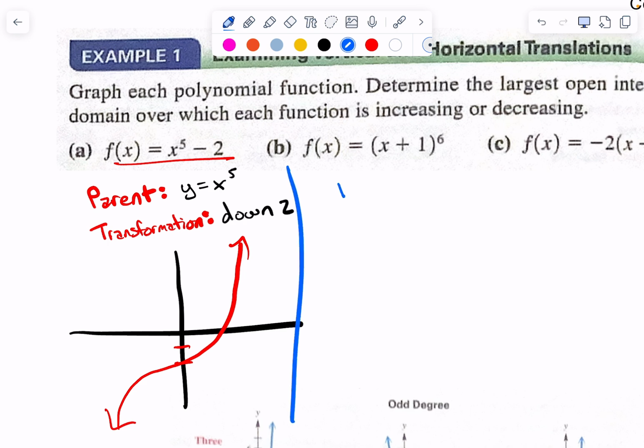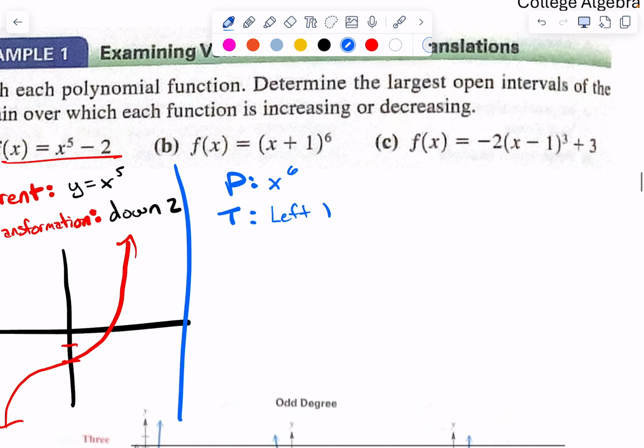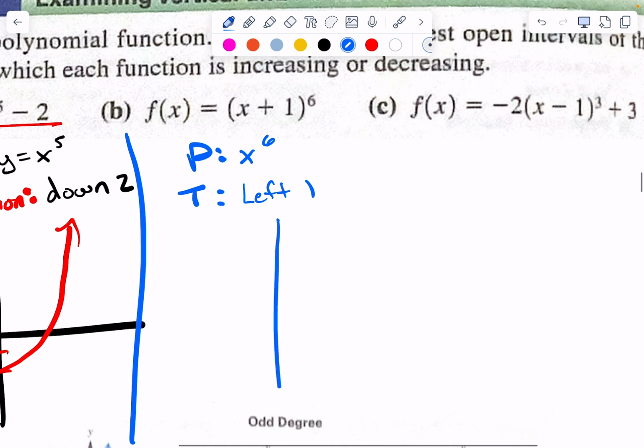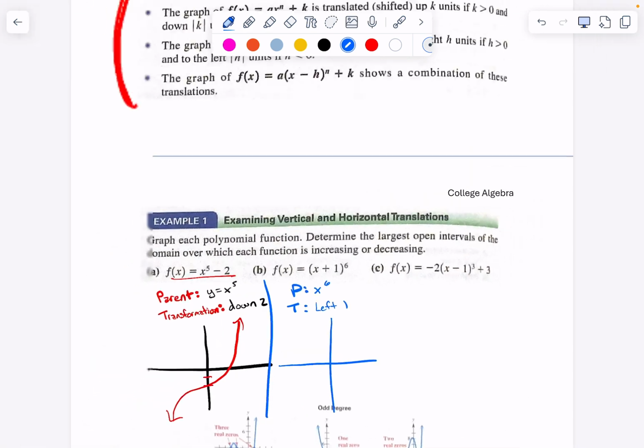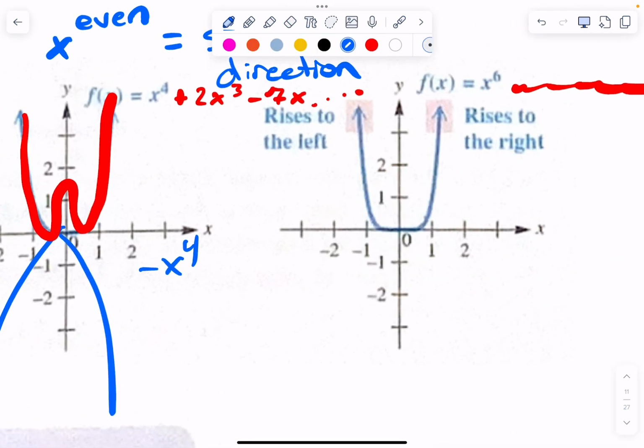Okay, this guy, what's his parent function? X to the 6th. What does the 1 do? It's to the left 1, right? Because it's plus 1. Okay. X to the 6th without any other x's involved in there just looks like a flat tire guy. If you look up here, this is x to the 6th. He looks like a really flat tire x squared.